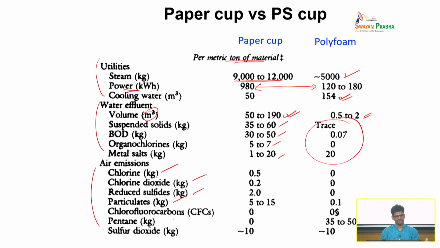And then if you think about air emission, again we are talking about chlorine, chlorine dioxide, sulfides, particulates, a lot of things, pentane, etc. So you can see that pentane is the one that gives a lot of emission because of the blowing agent, and similarly sulfur dioxide is also comparable, but all the other ones, the chlorine emission and others, are quite less. Okay.